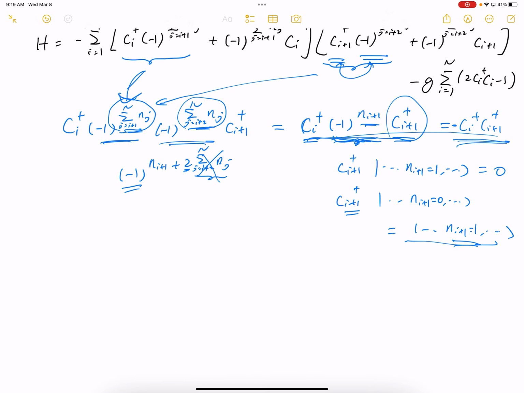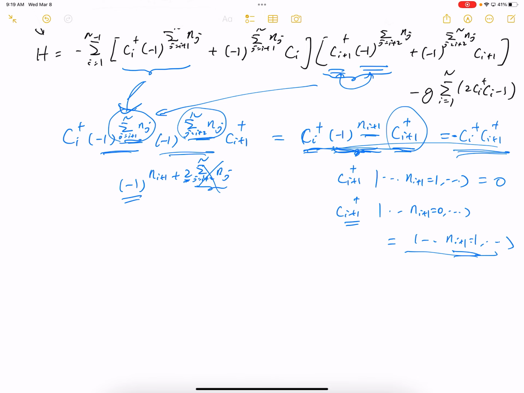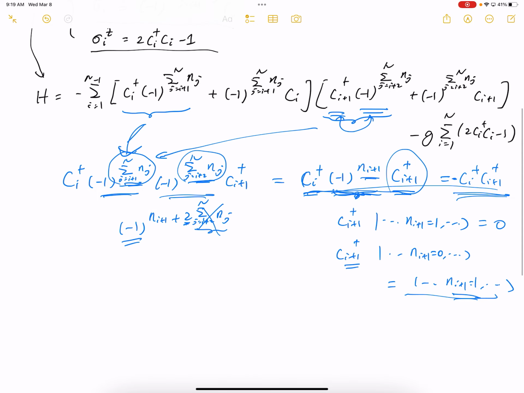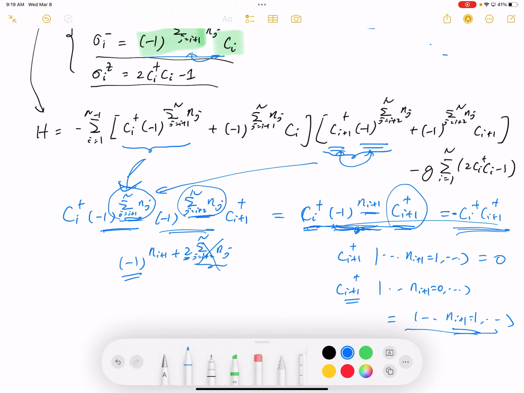And we can make similar ones for all the other terms. So there's going to be 4 other terms here. I'm not going to write every term here, so I'm just going to quickly write the result. So we also have, let me use a different color here for clarification, this term multiplied by this term, sorry. And if you multiply these terms together, the result is just going to be Ci dagger, Ci plus 1. So in this case, you don't have the minus sign.